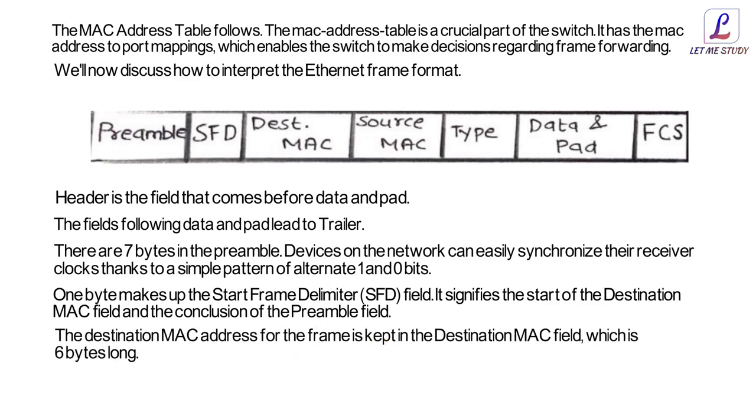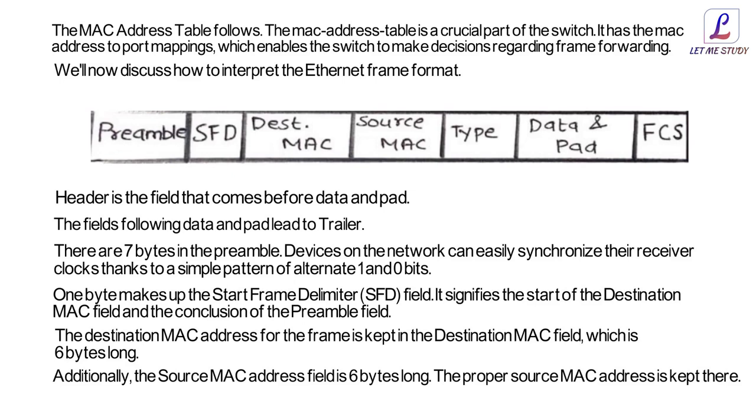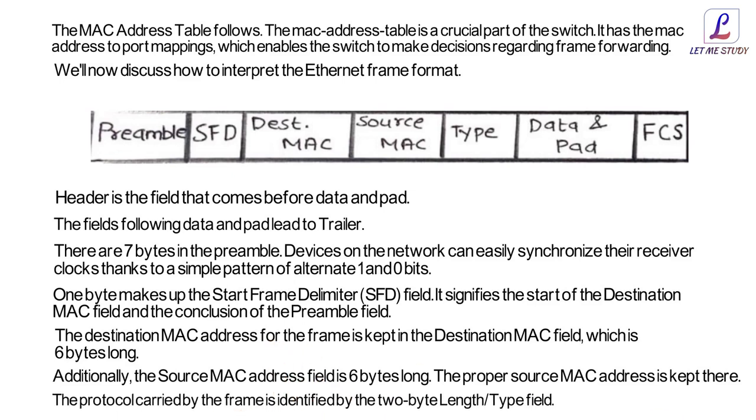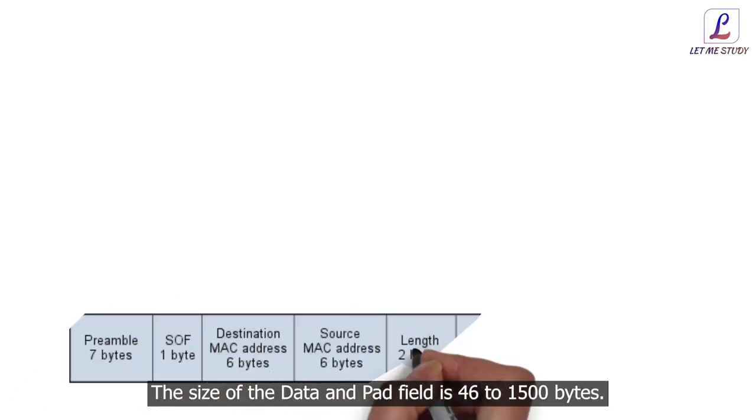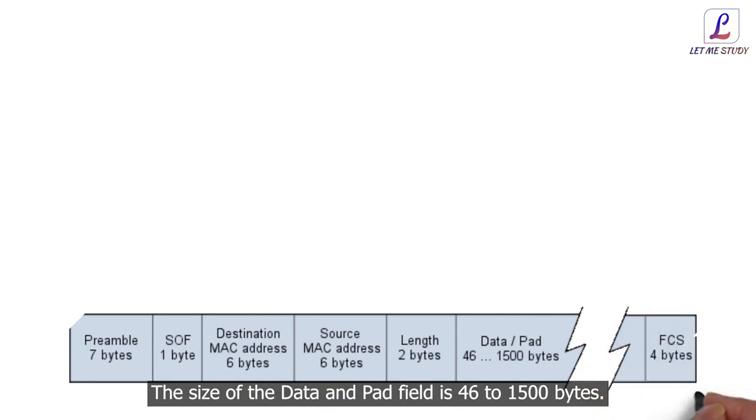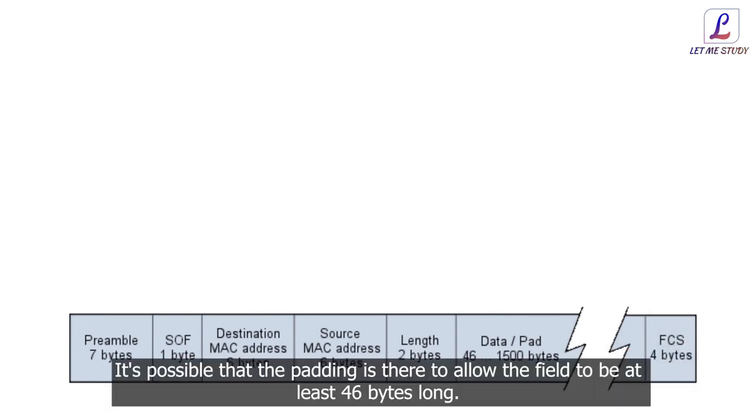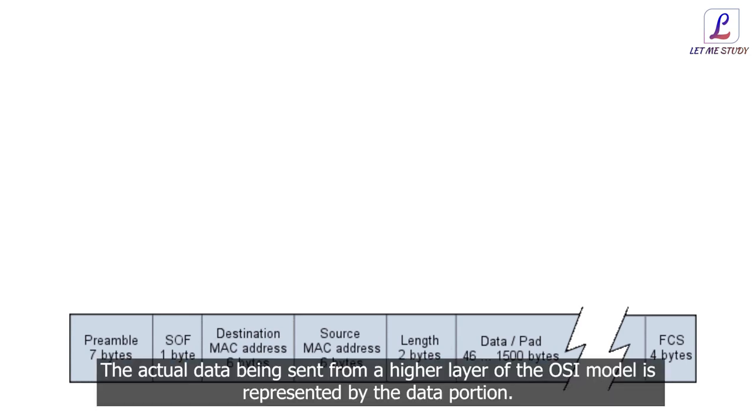The destination MAC address for the frame is kept in the destination MAC field, which is 6 bytes long. Additionally, the source MAC address field is 6 bytes long. The proper source MAC address is kept there. The protocol carried by the frame is identified by the 2 byte length-type field. The size of the data and pad field is 46 to 1500 bytes. The padding is there to allow the field to be at least 46 bytes long.